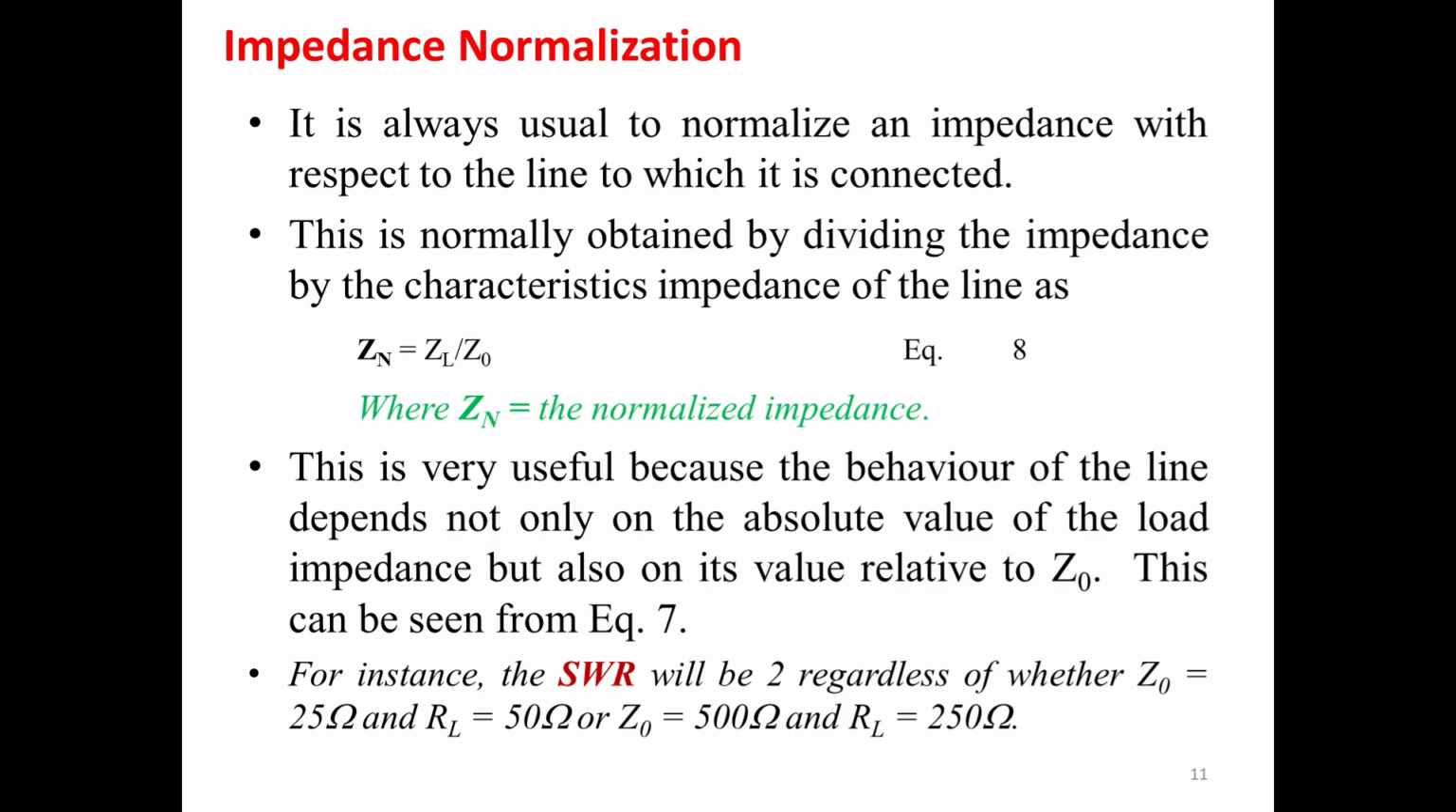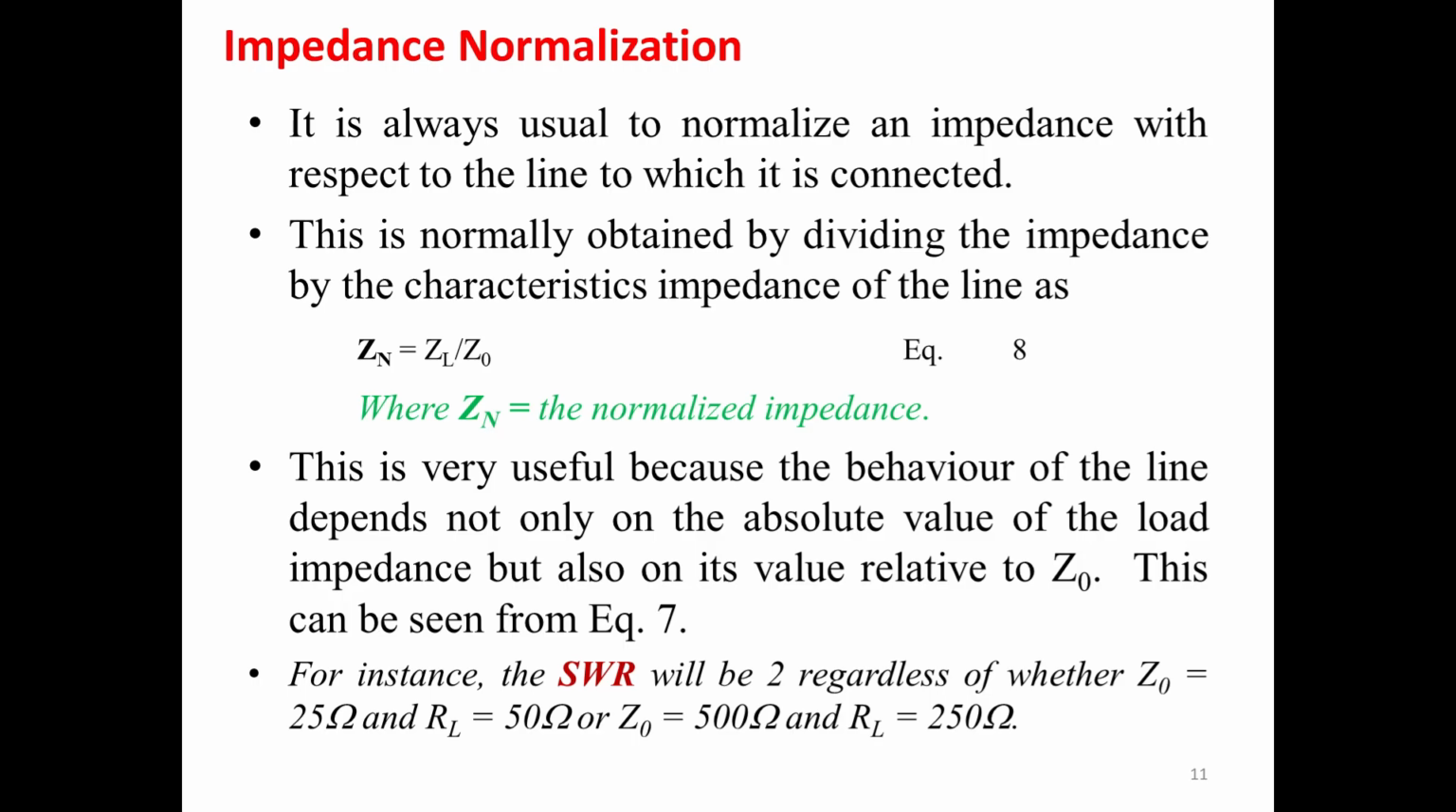It is always usual to normalize an impedance with respect to the line to which it is connected. This is normally obtained by dividing the impedance by the characteristic impedance of the line, as shown in equation 8. This is very useful because the behavior of the line depends not only on the absolute value of the load impedance, but also on its value relative to Z0. This can be seen from equation 7.